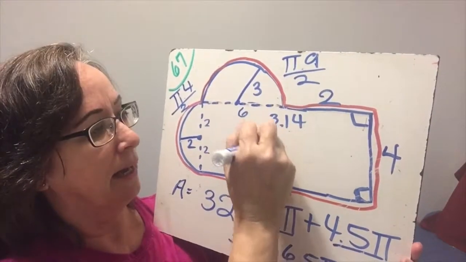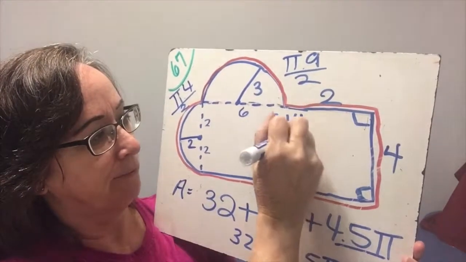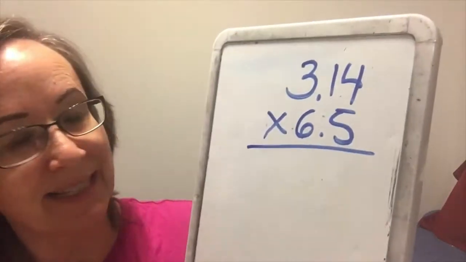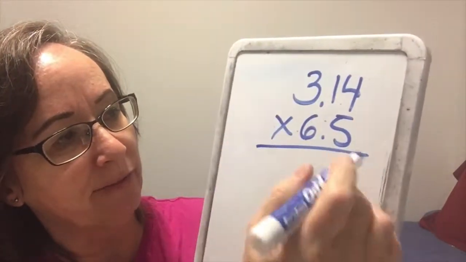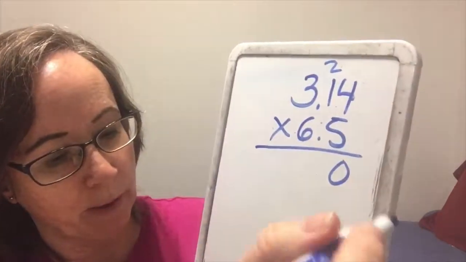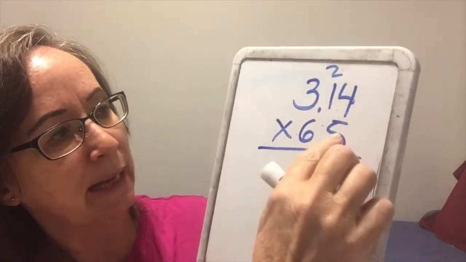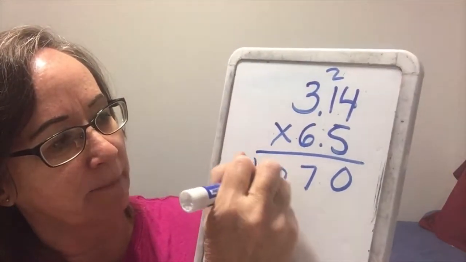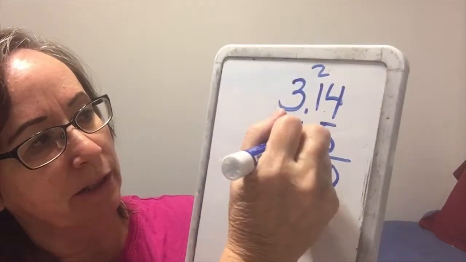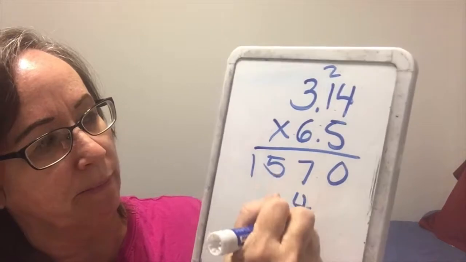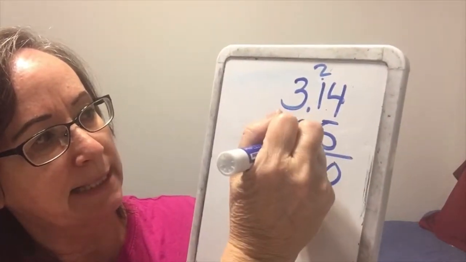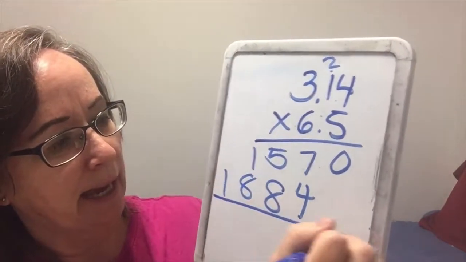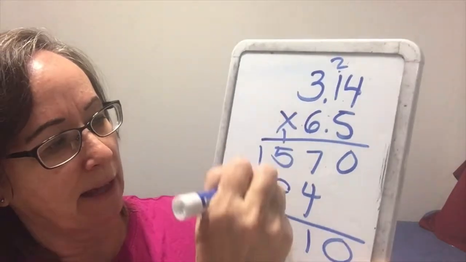So we have 3.14 times 6.5. I think I'll go do that on another board just so that I can spread it out a little bit. Okay, so this is a little bigger. So 4 times 5 is 20. I'm using 3.14 instead of my pi. 1 times 5 is 5 plus 2 is 7. 3 times 5 is 15. Okay, and then we're going to do the 6. So 4 times 6 is 24. Carry your 2. 1 times 6 is 6 plus 2 is 8. 3 times 6 is 18. Add them all up. 0, 11.